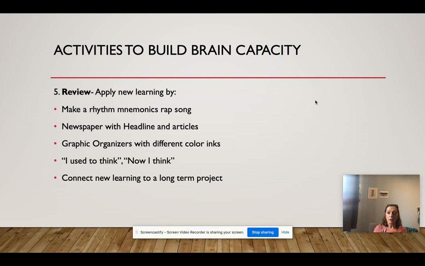They could have a graphic organizer that describes their topic, using different inks for the new learning they have each time. They could do things like, I used to think, but now I think. And that could be something that they can either write about or talk about, but have it use those critical thinking skills coupled in there, because I used to think because, now I think because.